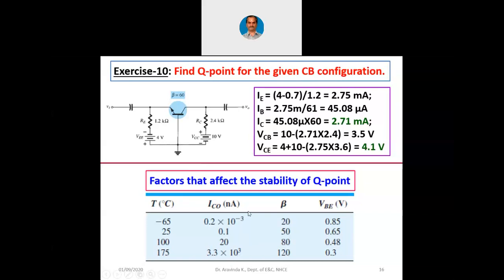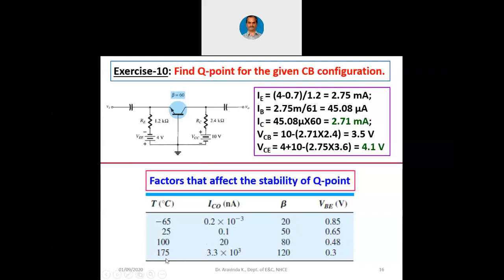minority charge carriers. Now you can see here at minus 65 degrees centigrade, the reverse saturation current is 0.2 into 10 power minus 3 nanoampere, which means it is actually 0.2 into 10 power minus 12 ampere, or 0.2 picoampere. At 25 degrees centigrade, the reverse saturation current is 0.1 nanoampere. At 100 degrees centigrade, the reverse saturation current is 20 nanoampere.